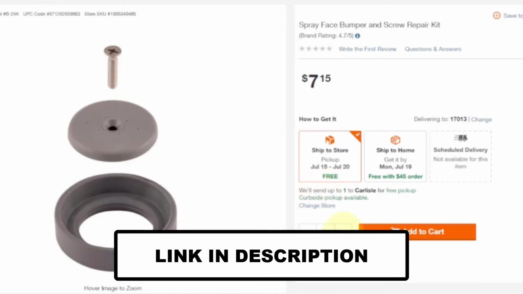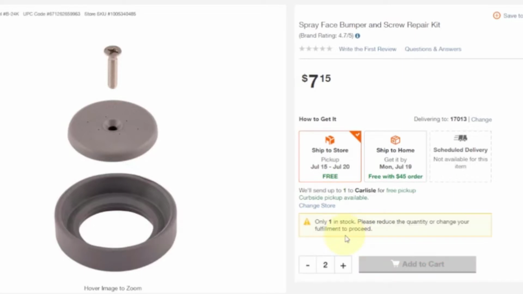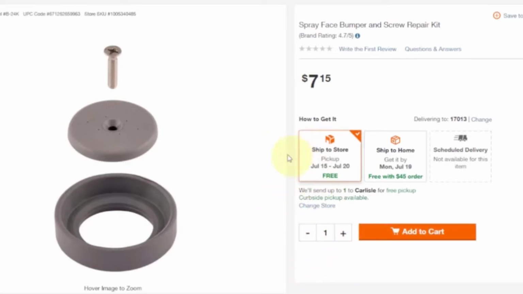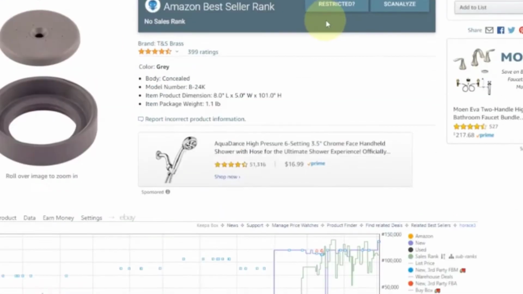But the point is this: you probably wouldn't be able to get this now because they just don't have the stock like they used to. Right now, they're only showing one available. So this is just an example. You wouldn't use that.